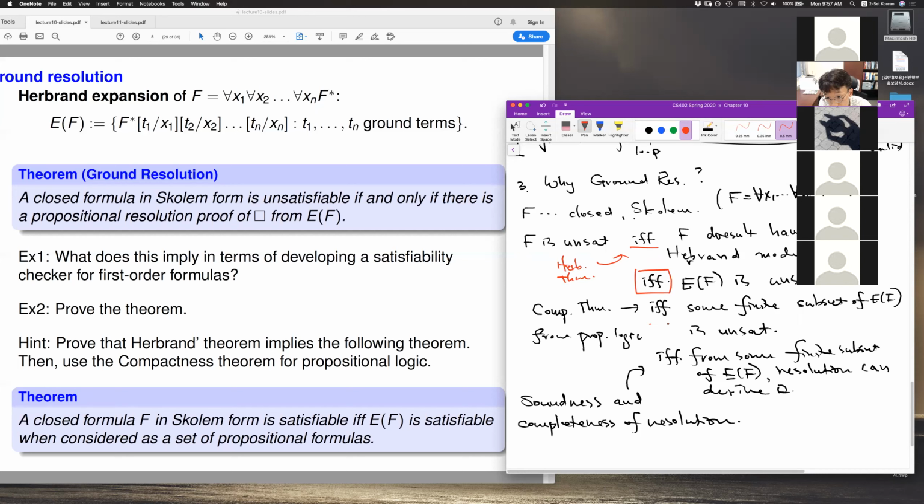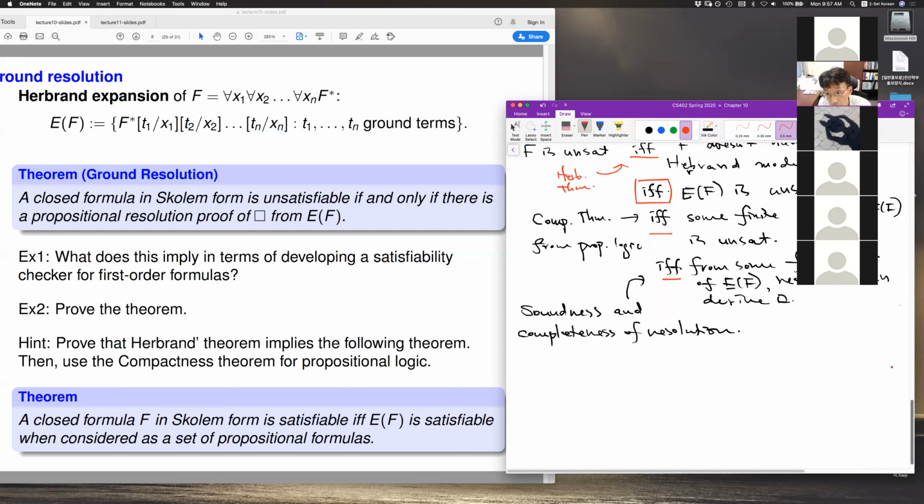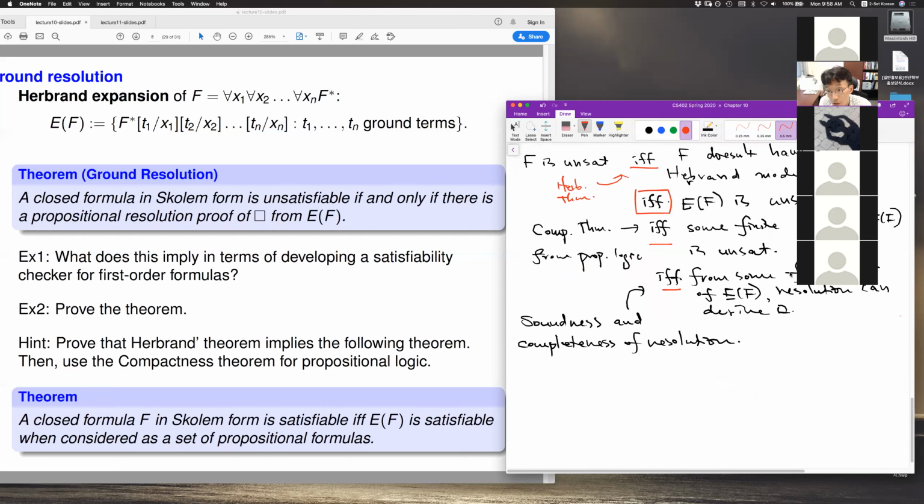And then, these two are what we already proved in the previous lectures when we discussed propositional logic. So what remains is this one. The formula F doesn't have a Herbrand model if and only if E of F is unsatisfiable. So we're going to prove this.